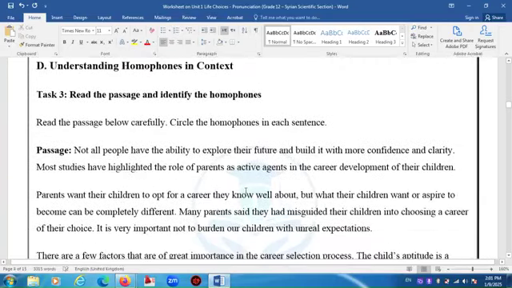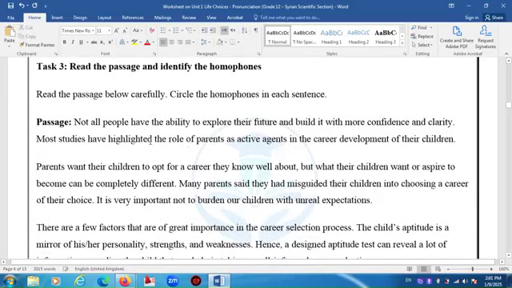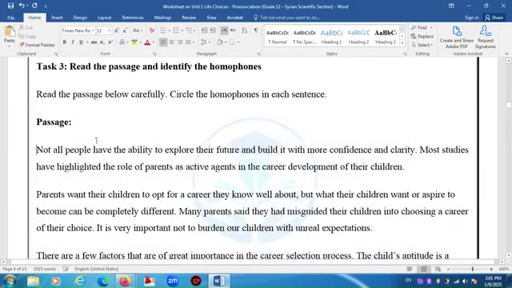Another activity, understanding homophones in a context. Now I will give you a text and I will ask you to identify the homophones or the pair of homophones. Let's read with each other and try to identify them. The passage: Not all people have the ability to explore their future and build it with more confidence and clarity. Till now, everything is fine. By the way, the text is correct. You have just to identify the two words which have the same sound and different writing.